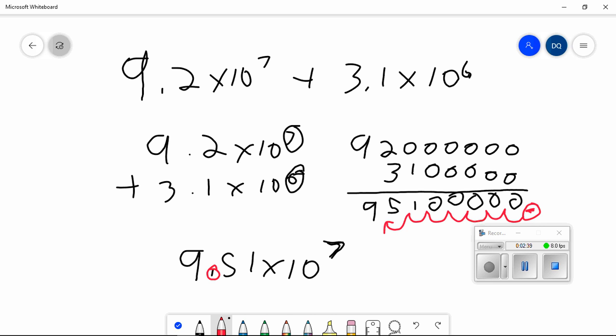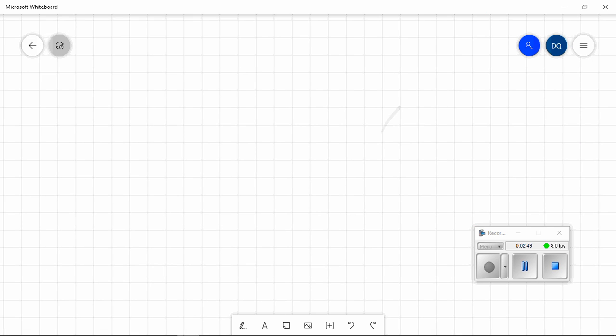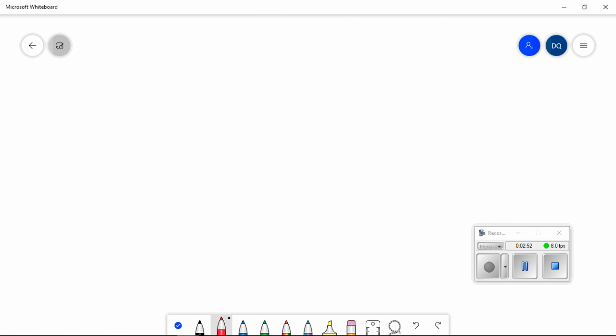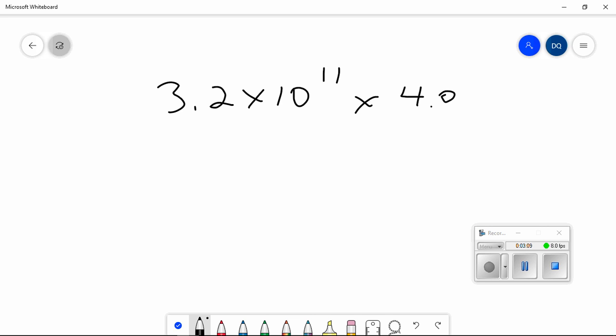So when you're adding, convert to decimal numbers, line them up very carefully, add them, and then convert them back. Now I'm going to show you a little trick for when we're multiplying them. So let's say I have 3.2 times 10 to the 11, and I'm multiplying it by 4.0 times 10 to the, let's say, 12.